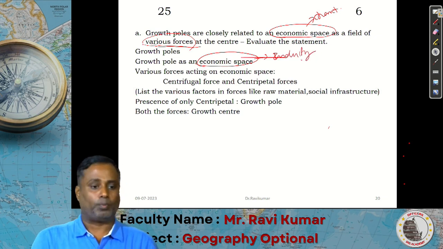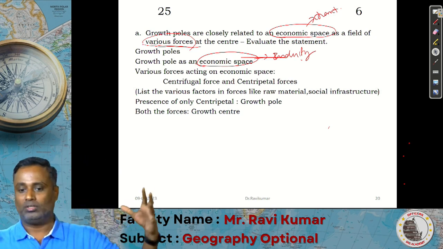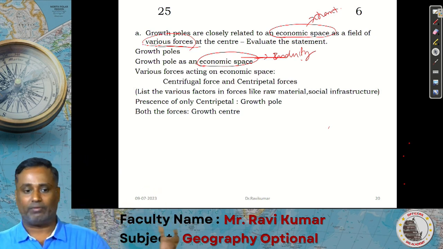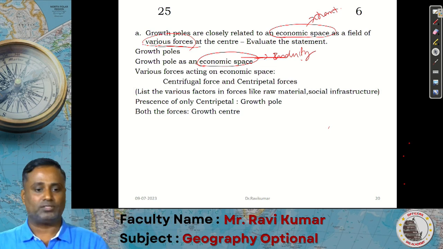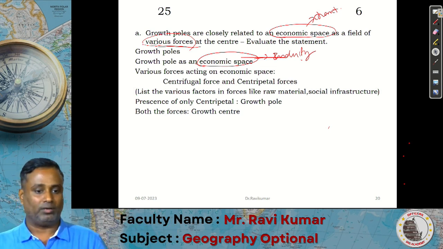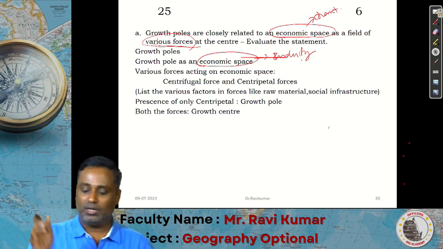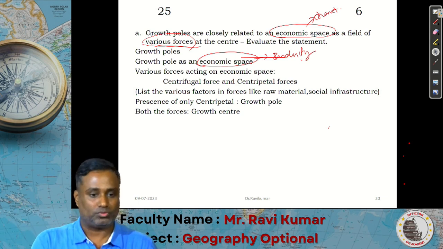It may be a propulsive industry. So what is a propulsive industry? You can explain: it is a large, dynamic, propulsive industry with larger inputs that changes based on time and factors. It produces a huge market and more income. This is a large propulsive industry. That is the economic space given by growth poles.